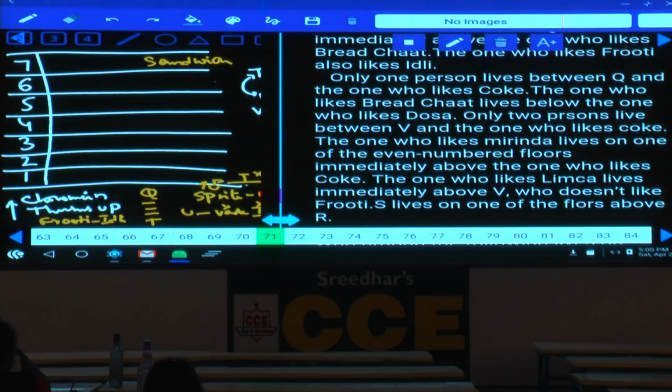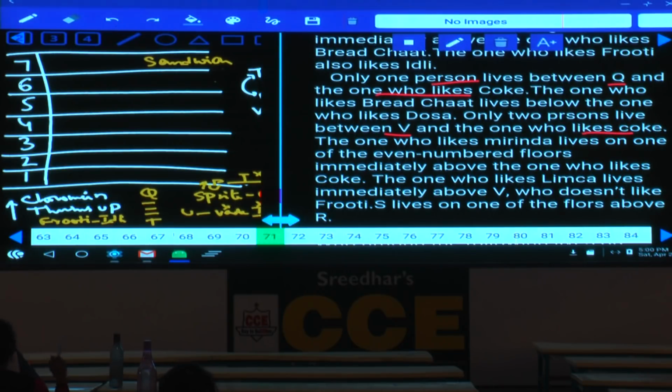And the one who likes bread chaat lives below the one who likes dosa. And only two persons live between V and the one who likes Coke. Now here, only one person between Q and the one who likes Coke. Q and Coke, there must be exactly one person. And at the same time, only two persons live between V and the one who likes Coke.